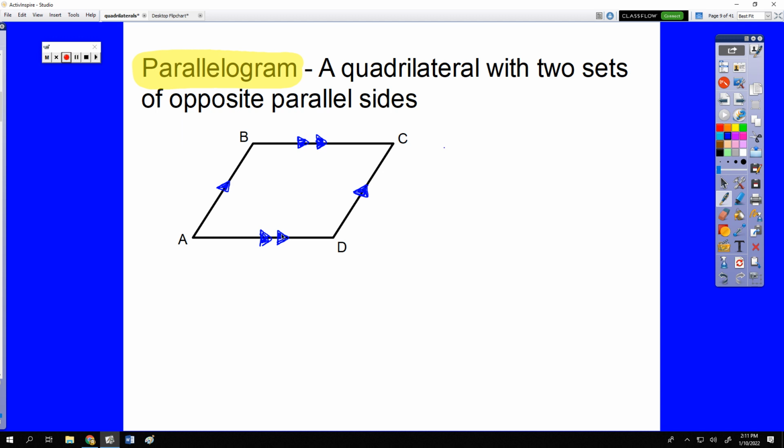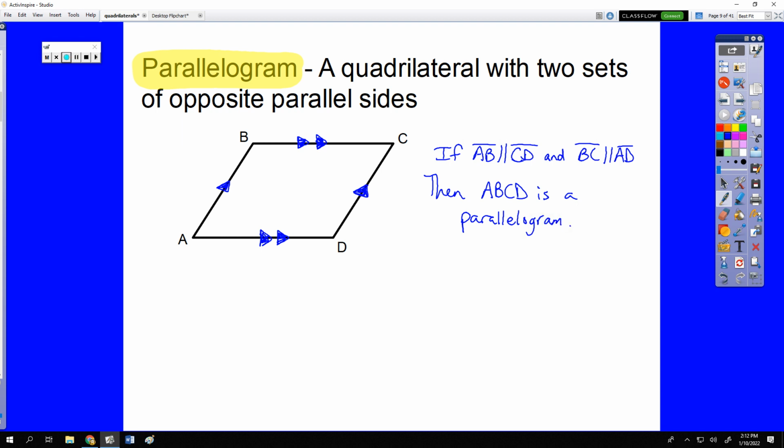and CD. So what we're saying here is if AB is parallel to CD and BC is parallel to AD, then this quadrilateral, which we would name by going around the outside, ABCD, is a parallelogram. Okay, so new vocabulary: a parallelogram is defined as a quadrilateral with two sets of opposite parallel sides. Now what we're going to do in this chapter is discuss the properties of parallelograms, and then go through some problems illustrating those properties.